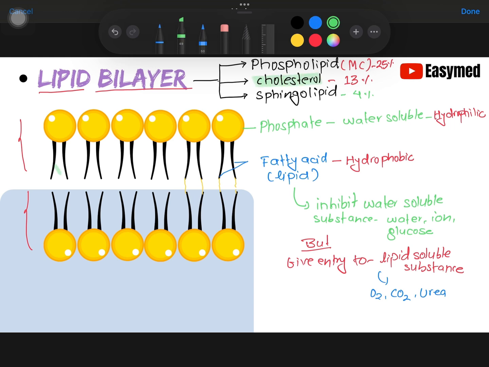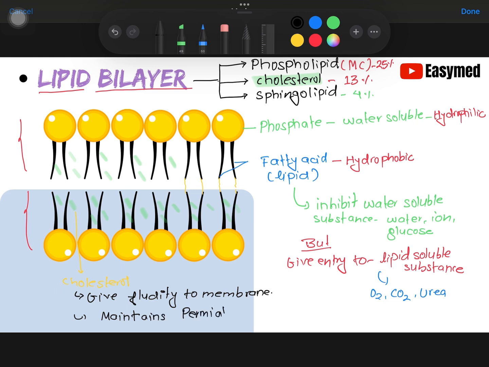The second one is the cholesterol. The cholesterol is present in the lipid bilayer, as you can see in this picture. The main function of cholesterol is that it gives fluidity to the cell membrane, and the second important function is that it controls the permeability of the cell membrane.